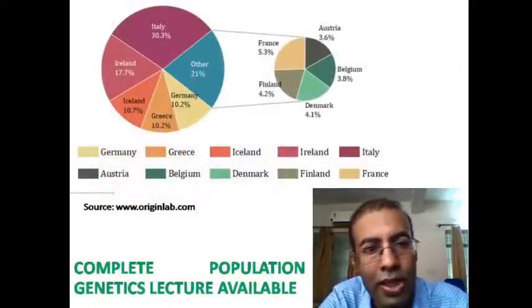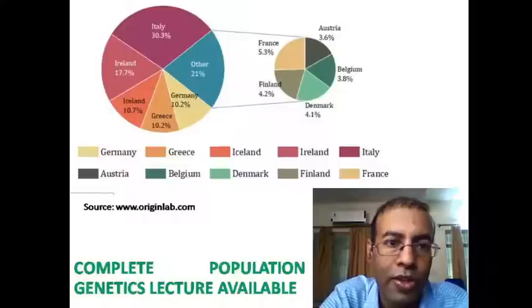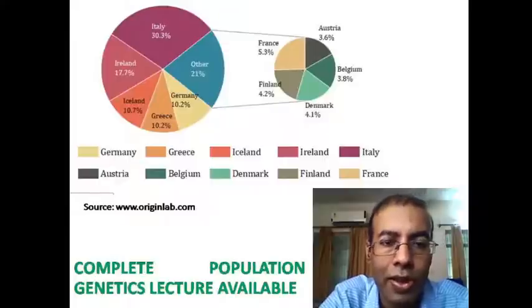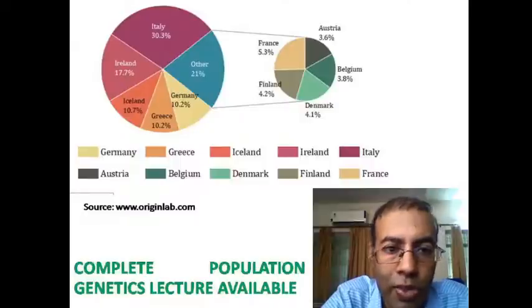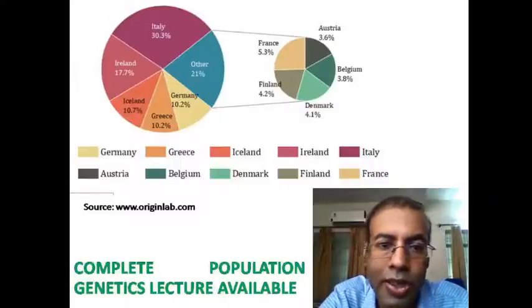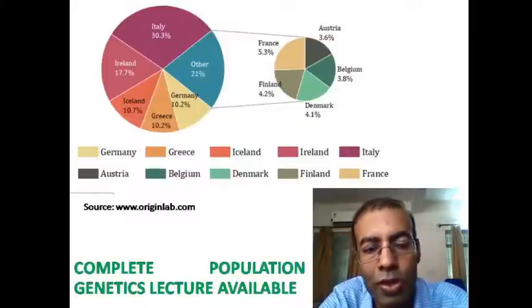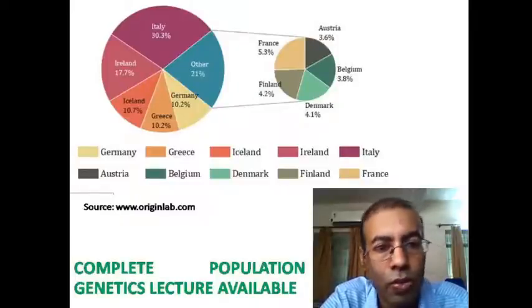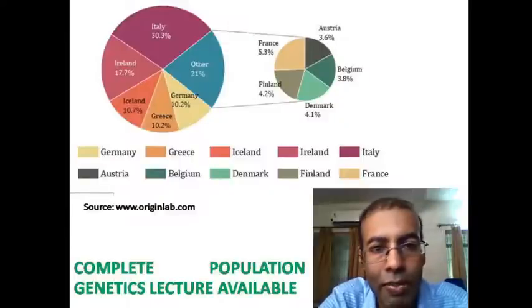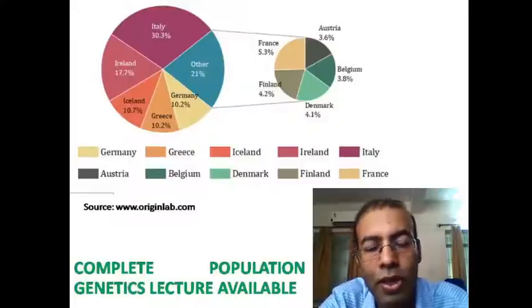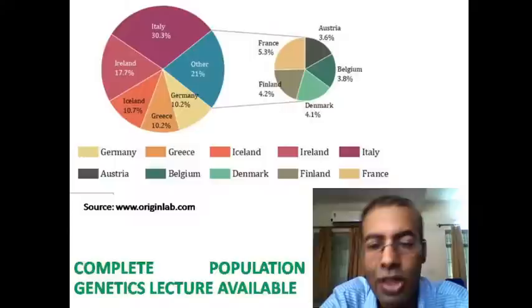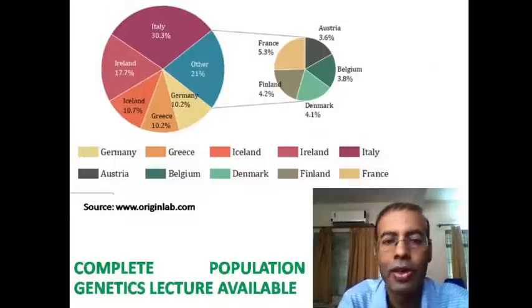This is another example. Values for different countries are represented here: Italy 30.3%, Ireland 17.7%, Iceland 10.7%, Greece 10.2%, Germany 10.2%, and others 21%. As per the percentage, we represented this pie diagram. Now for others, 21%, it may be represented on some separate circle. So this way we can represent our data.